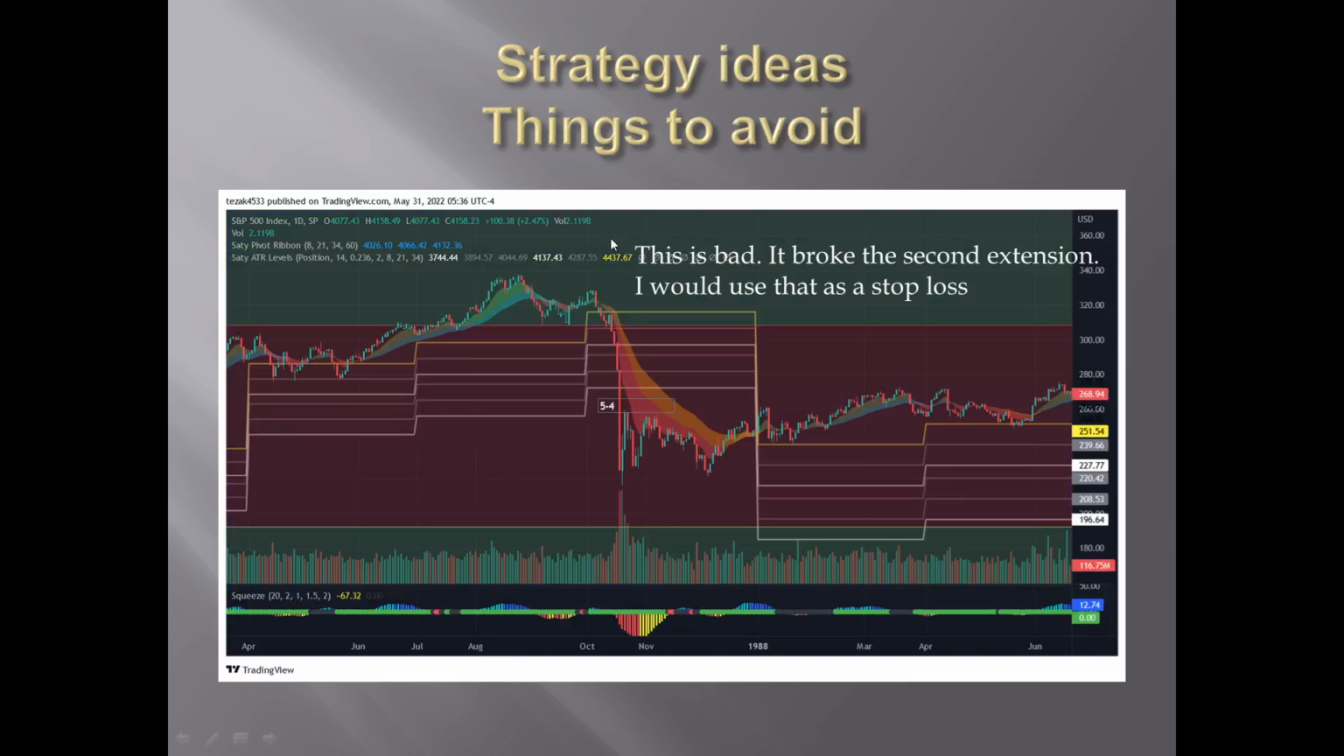Okay, so things to avoid. Right, look at this. We talked about this earlier, but this is bad. It broke through the second extension. If you add at the first extension, I would use the second one as a stop loss, just because if it gets below here, it's going to be a real stinker of a move. It's probably going to take longer, right?